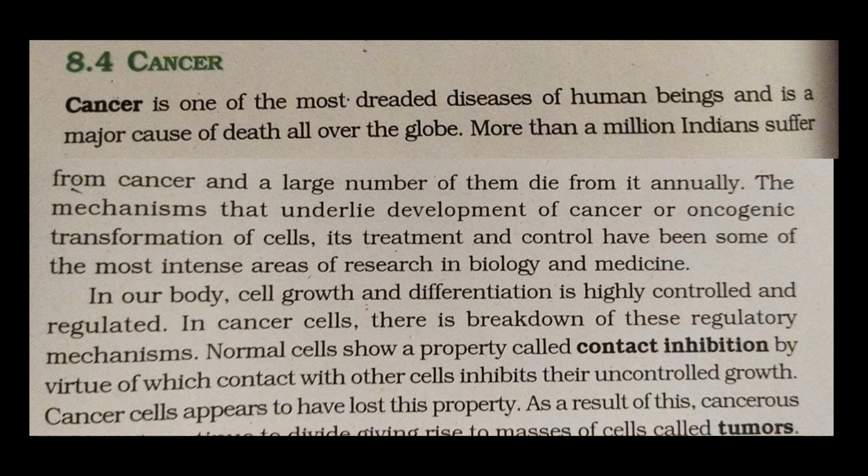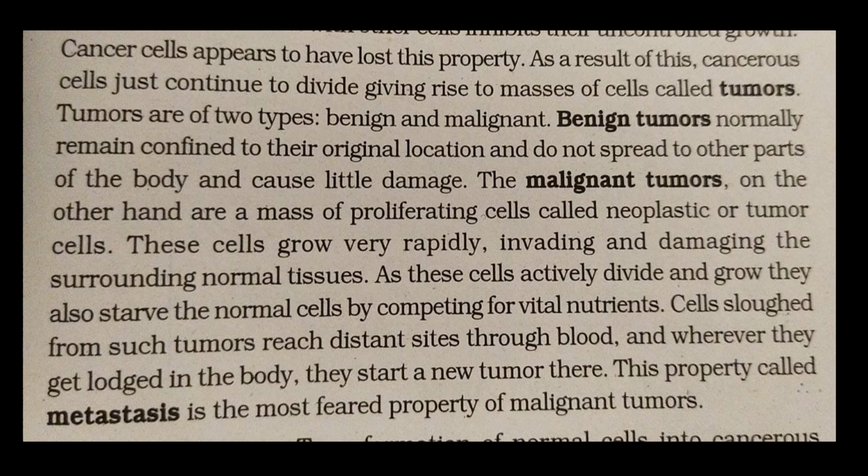Normal cells show a property called contact inhibition, by virtue of which contact with other cells inhibits their uncontrolled growth. Cancer cells appear to have lost this property. As a result of this, cancerous cells just continue to divide, giving rise to masses of cells called tumors. Tumors are of two types, benign and malignant.